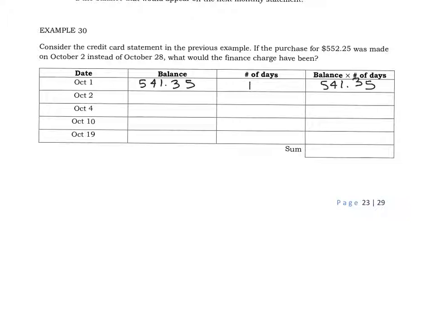Okay, so they're saying that the purchase of $552.25 was made on October 2nd instead of October 28th. What would the finance charge have been? Okay, so October 2nd, and we're adding this amount right here. We will get $1,093.60. So 4 minus 2, that was that much for 2 days. And multiply across.